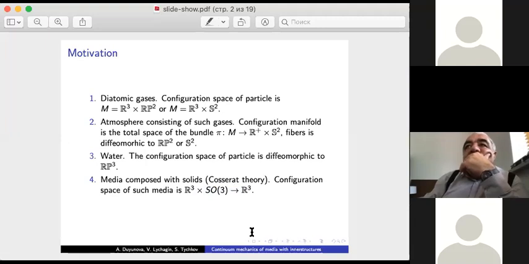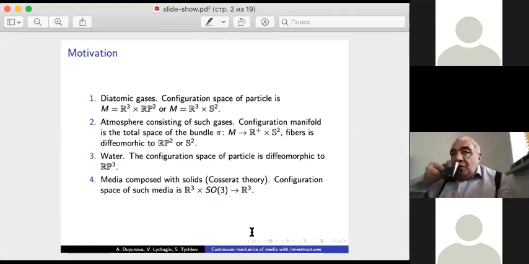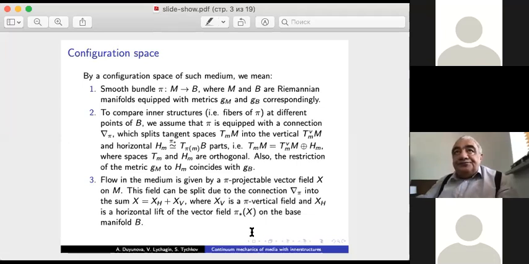All these examples give us motivation for the following definition of a medium with inner structure that we will use in this work. Namely, by a configuration space of such a medium, we mean the following. First condition: we have a smooth bundle pi, where M and B are Riemannian manifolds equipped with metrics GM and GB.